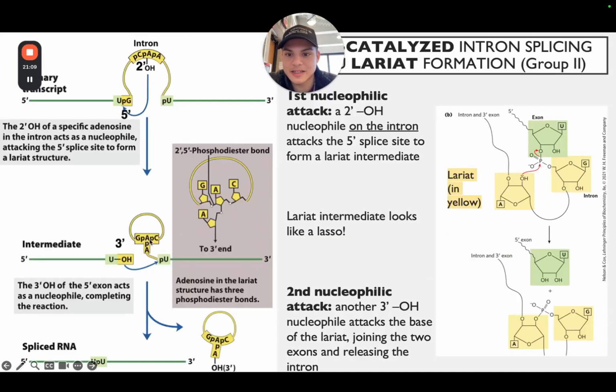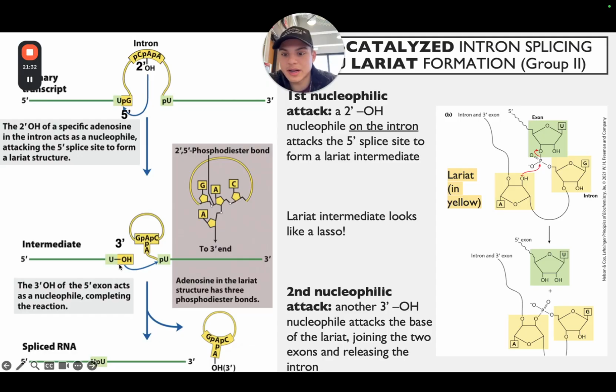So what ends up happening is we have a 2' hydroxyl group, not a 3', a 2'. This is very important. A 2' hydroxyl group on the intron is going to attack the 5' end of the intron. And when that happens, we're going to form this almost like loop, this lasso. And it's going to be a 2',5'-phosphodiester bond, as you can see here. So again, it forms like a loop, like a lasso in a sense.